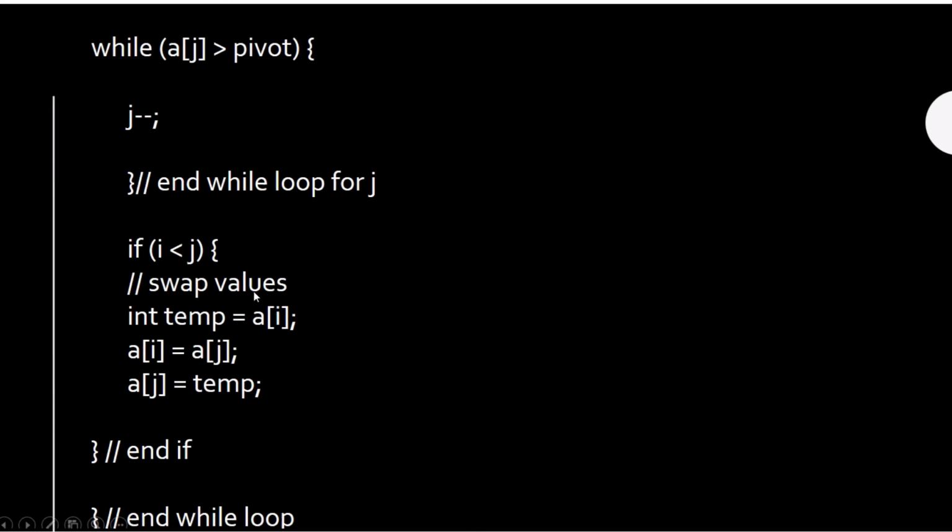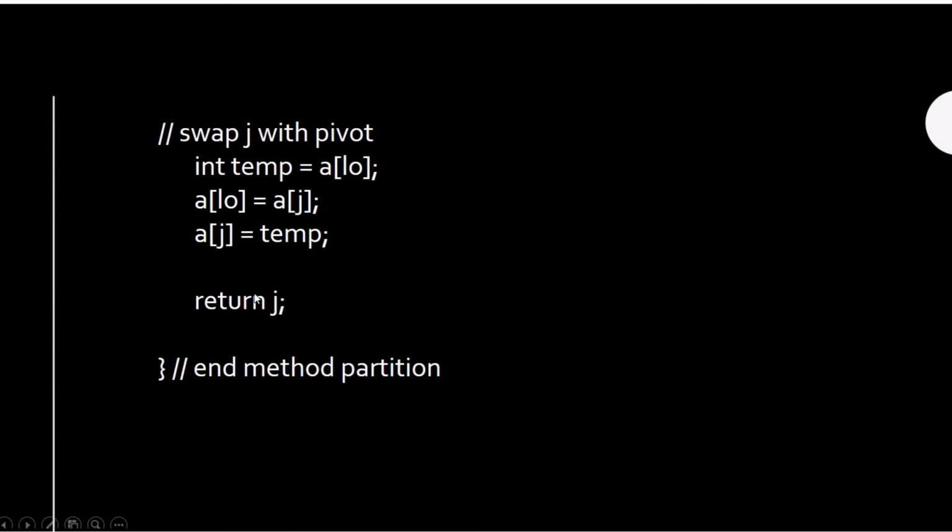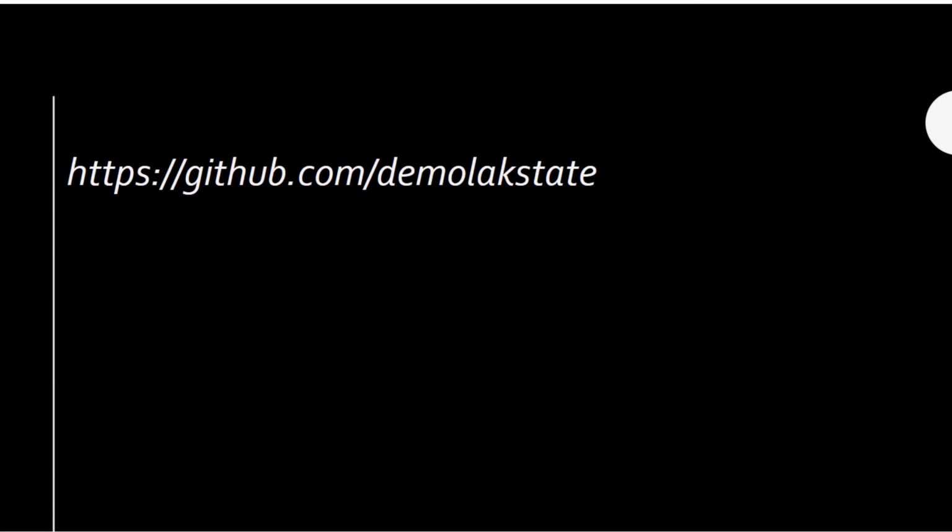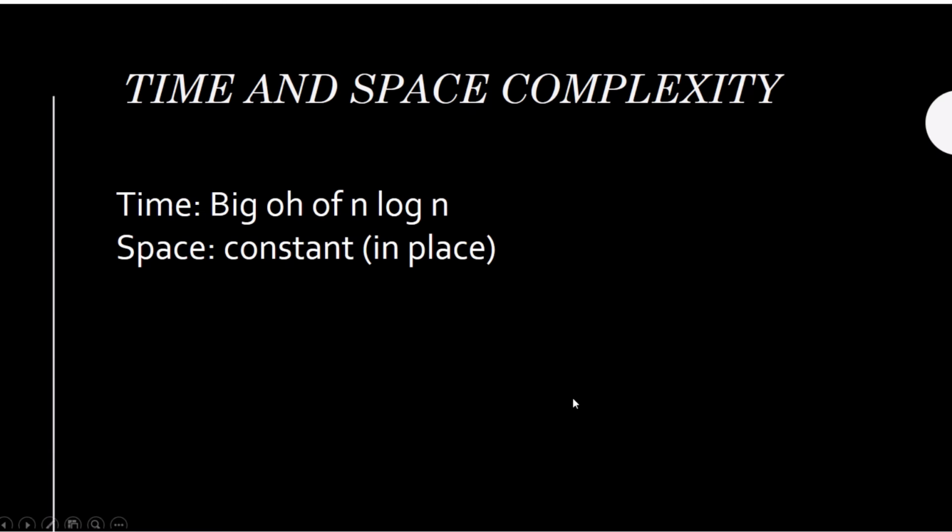So since we are calling partitioning, it's going to run in n times the number of times that our partitioning is taking place. For space, we are using constant space and it is in place. We don't use any extra space.